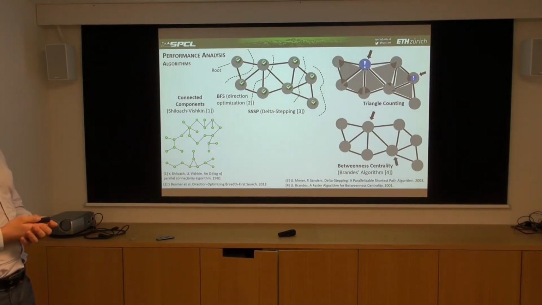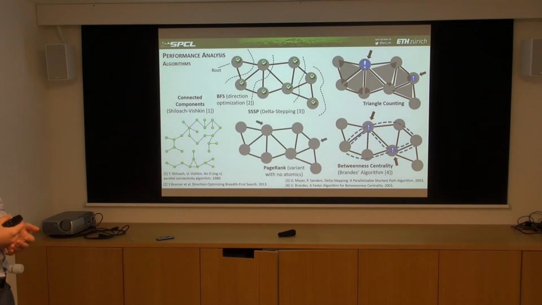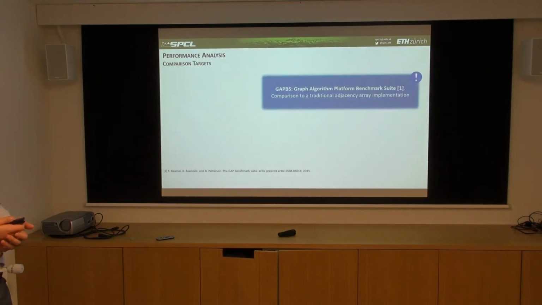assign importances to vertices based on the number of shortest paths that each vertex sits on the way of. And finally, we also considered PageRank, the well-known algorithm, where we also rank vertices according to how many important neighbors each of them has. So first, let's take a look at also the other comparison targets.